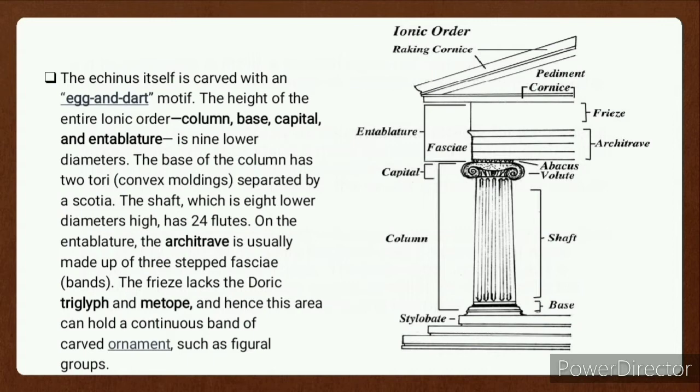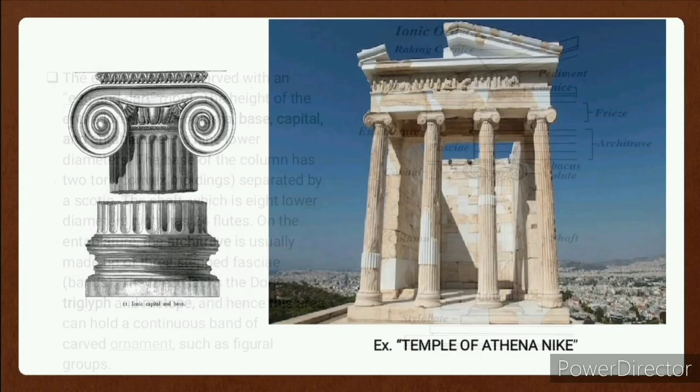The frieze lacks the Doric triglyph and metope, and hence this area can hold a continuous band of carved ornament such as figural groups. Some examples of the Ionic order are the columns of the Temple of Athena Nike.